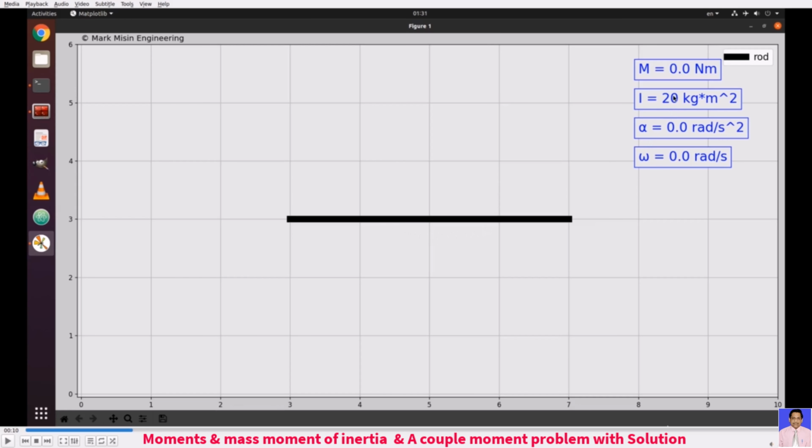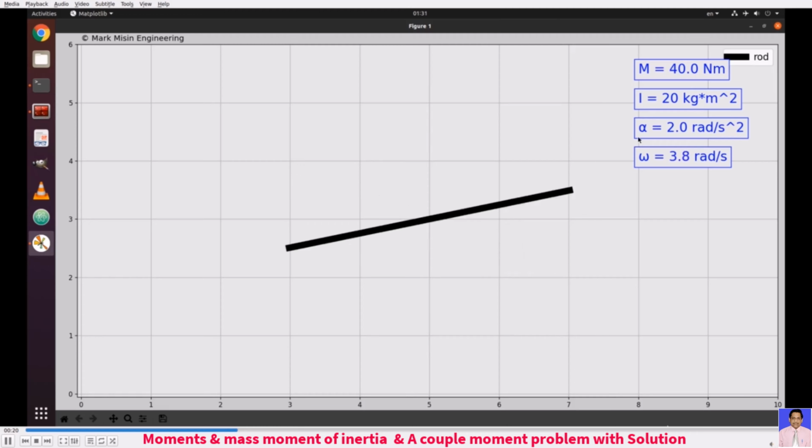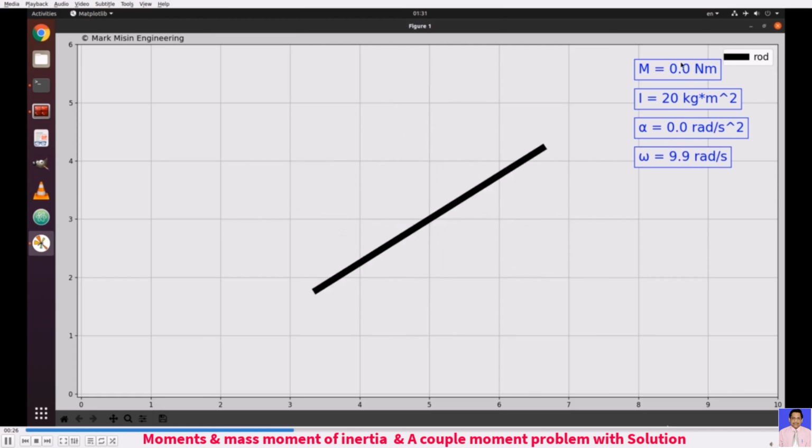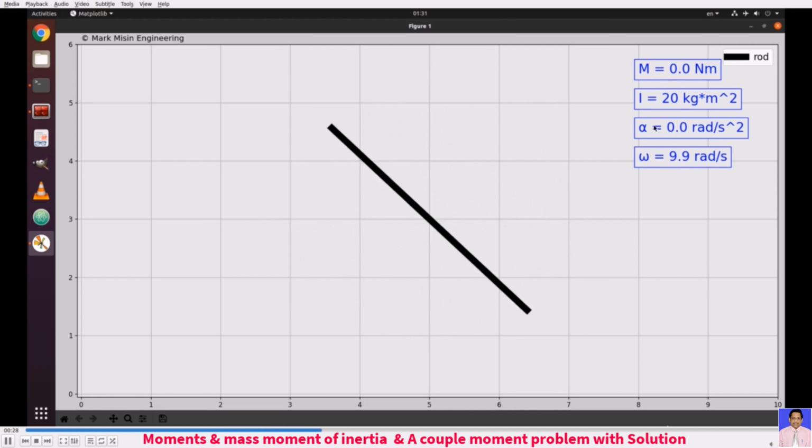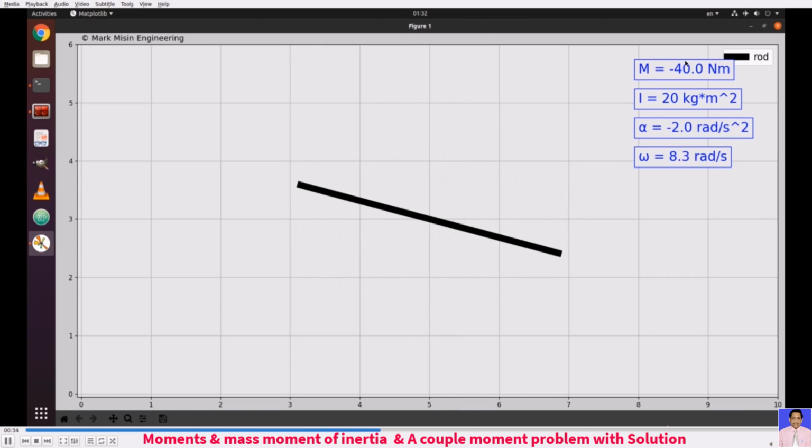You can see that right now, the couple moment is 0 Newton meters. This is its mass moment of inertia. Alpha is the angular acceleration in radians per second squared, and then omega is the angular velocity, which is radians per second. And now all of a sudden you see that you have a moment, you have angular acceleration, so your omega is increasing. And then all of a sudden your moment is 0, no angular acceleration, and your omega is constant.